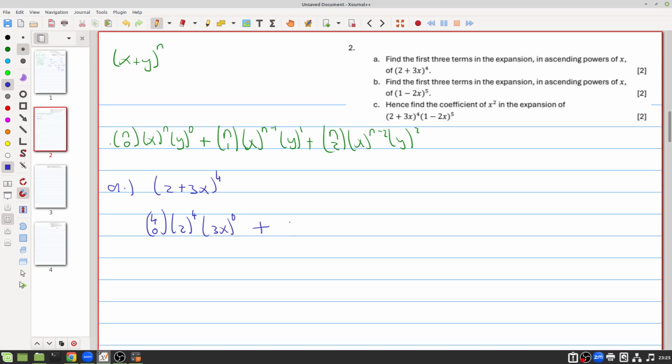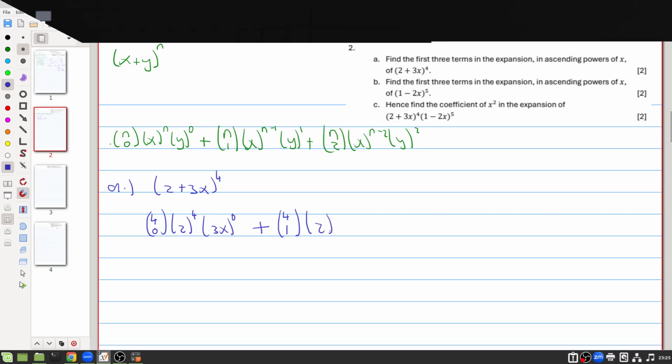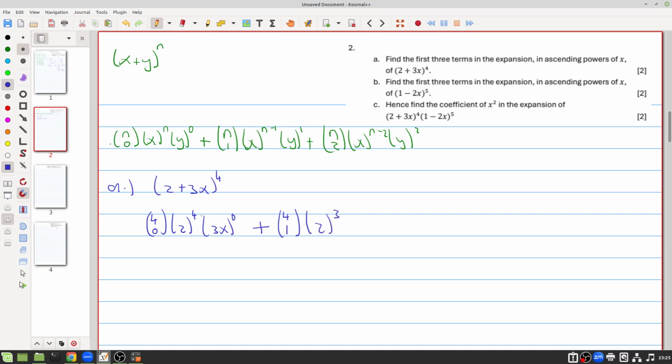Plus. Then our second term in the expansion will be n choose 1, so 4 choose 1. Our first term in the bracket is 2, to the power 4 minus 1, so n minus 1, and then our second term to the power 1. Plus. Now for the third term, we've got 4 choose 2. Our first term in the bracket again is 2, and we subtract 1 more from this exponent, so n minus 2 is 2. And then 3x, and we add 1 more to what was here, so that's going to be 2.